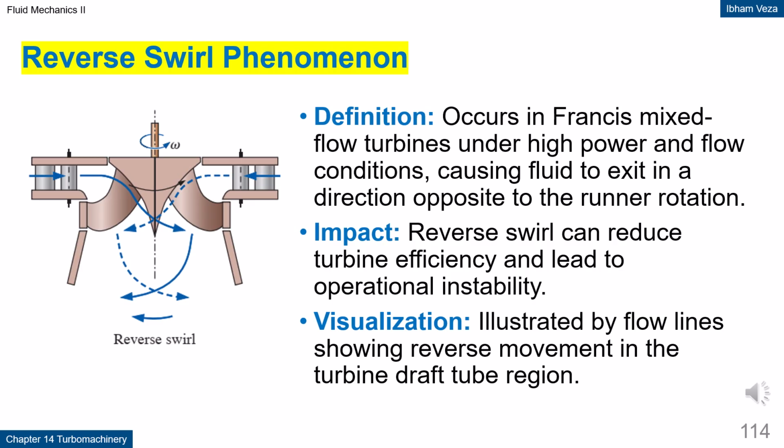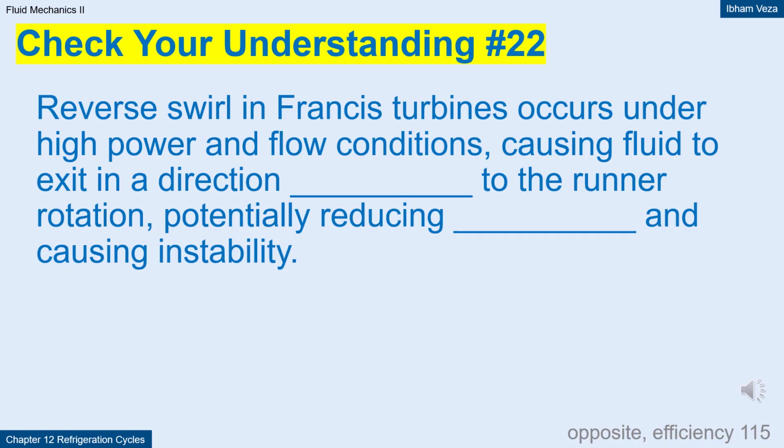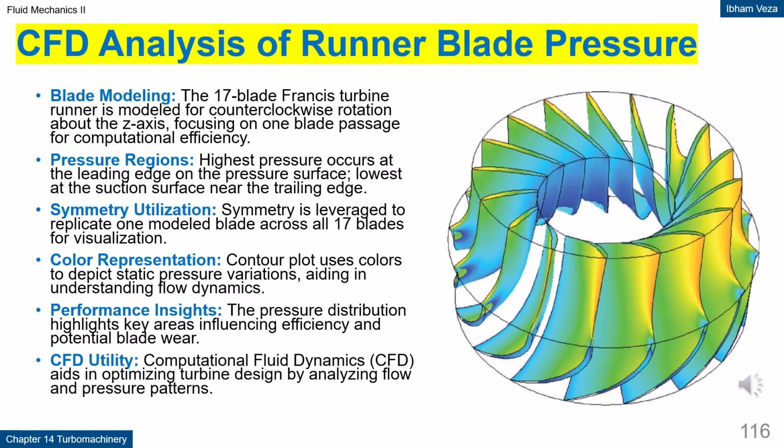The flow pattern in the draft tube becomes abnormal and can induce vibrations. Therefore, such extreme operating conditions should be avoided in practice. Reverse swirl in Francis turbines occurs under high power and flow conditions, causing fluid to exit in a direction opposite to the runner rotation, potentially reducing efficiency and causing instability.